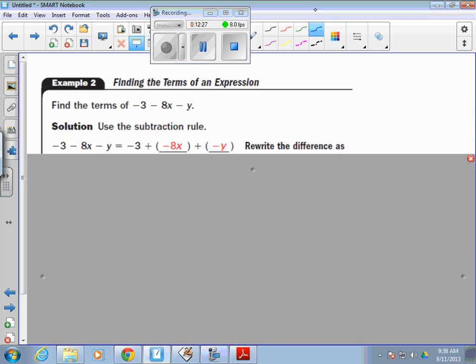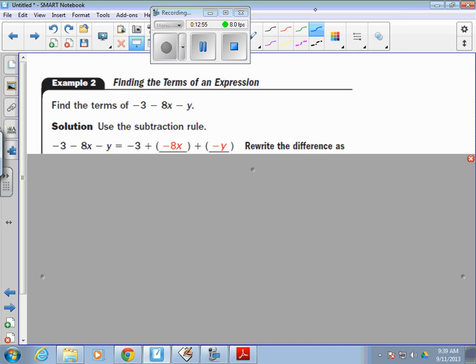Example number 2 is finding the terms of an expression. So when everything's being added up, write the terms. Combine the stuff you can and write the terms. So find the terms of negative 3 minus 8x minus y. If you use a subtraction rule, that means you're going to add all the opposite numbers. Negative 3 is going to stay the same, but instead of saying minus 8x, it's going to say plus a negative 8x. Instead of saying minus y, it's going to say plus a negative y.